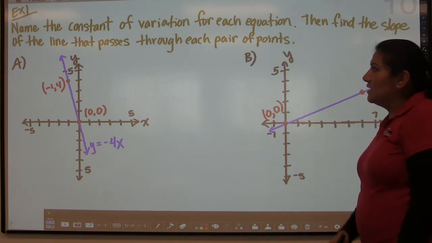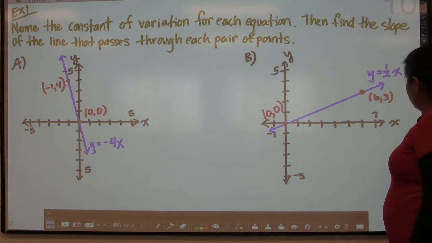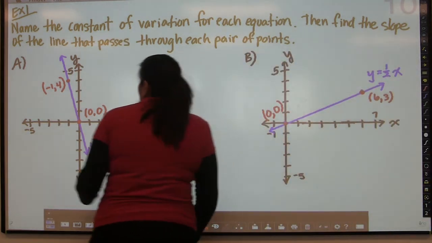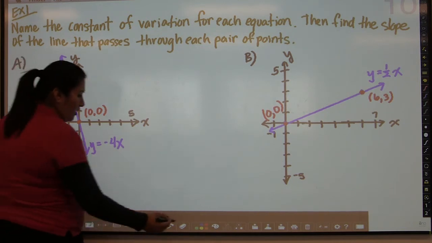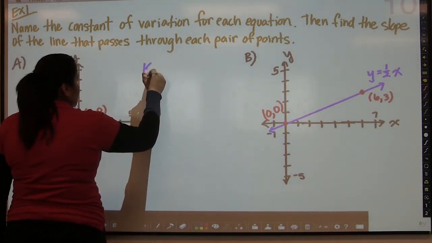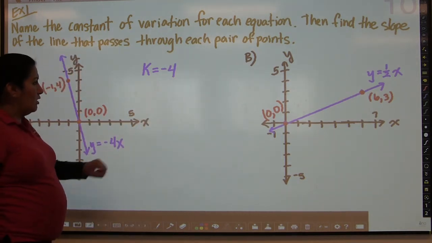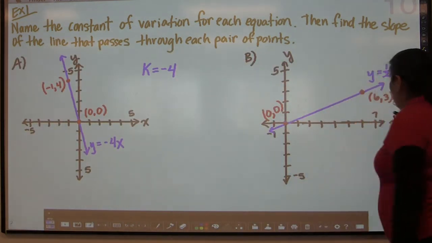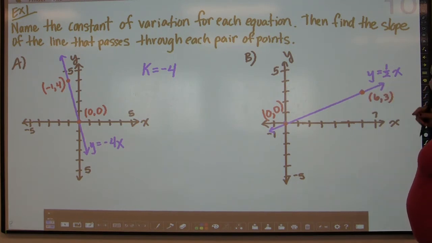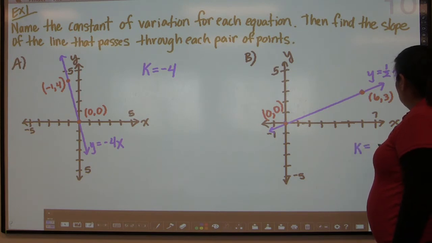Okay, we're going to get to some examples here. Example 1 says, name the constant of variation for each equation, then find the slope of the line that passes through each pair of points. You can see from the graph that the equation of the line is y equals negative 4x, and so k is negative 4. K is basically the slope, or the number in front of the x, so k equals negative 4. In the case of b, our equation for the line is y equals 1/2 x, and so in this case, k equals 1/2.